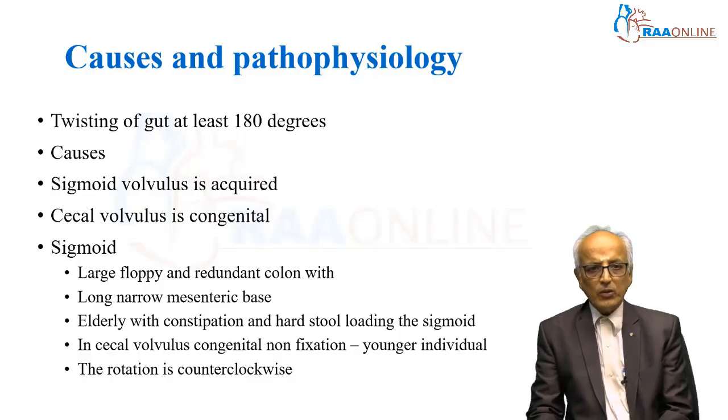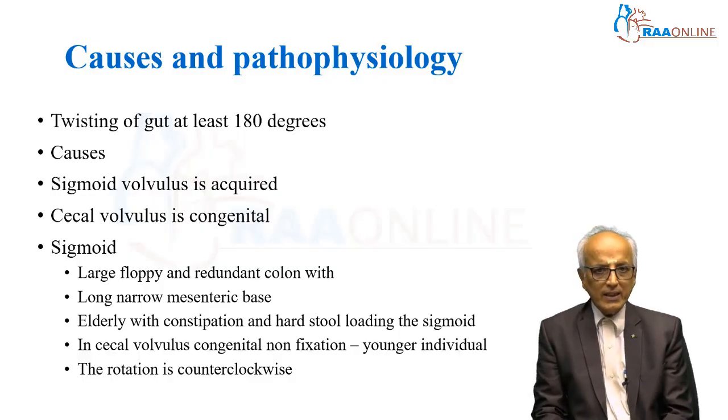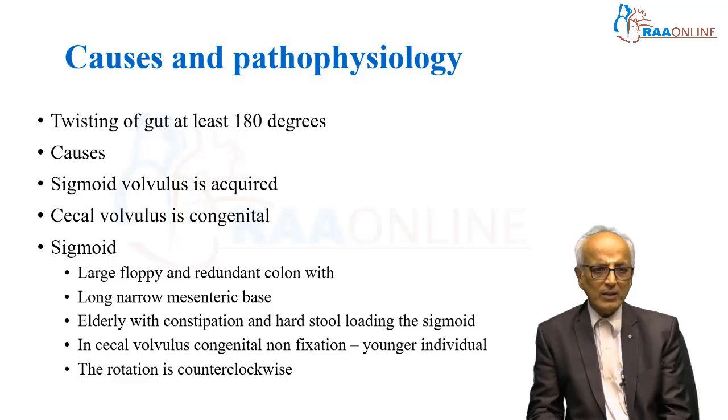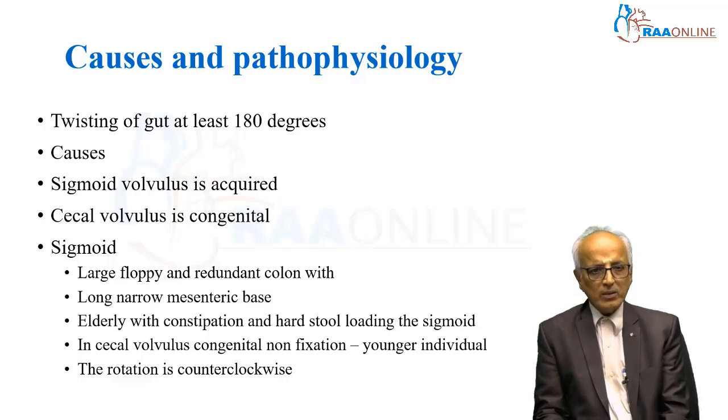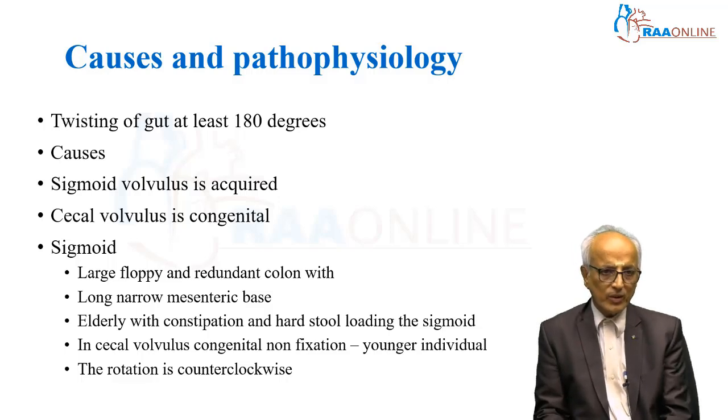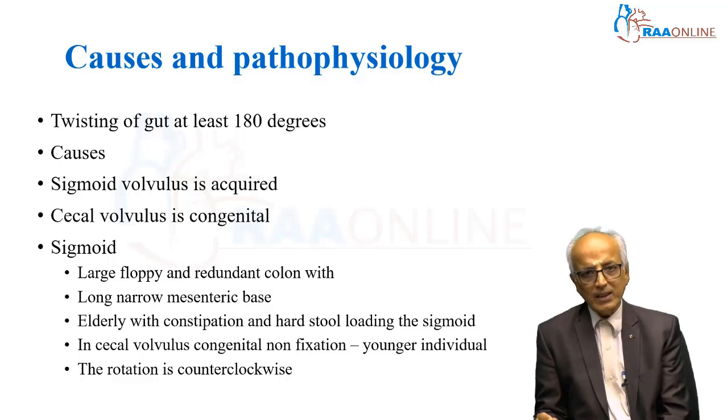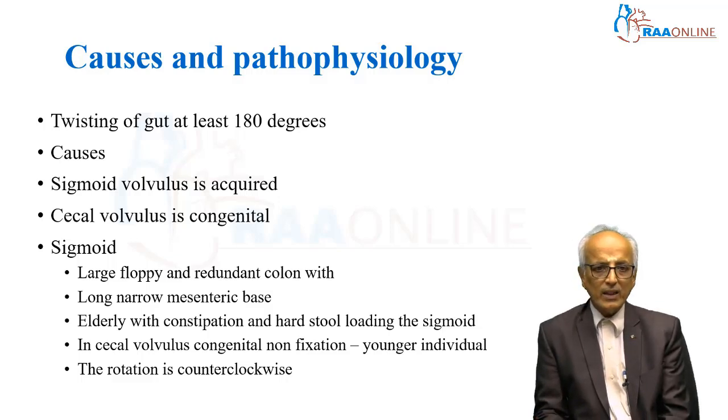of volvulus. The twisting of the gut at least 180 degrees happens, and most of the time it is anti-clockwise. What are the causes for volvulus? Sigmoid volvulus is always an acquired disease, whereas cecal volvulus is a congenital condition. What I mean is, cecal volvulus happens due to congenital anomalies in the ileocecal region, leading to the possibility of a twist, whereas sigmoid volvulus happens in the elderly age group, often as an acquired condition.